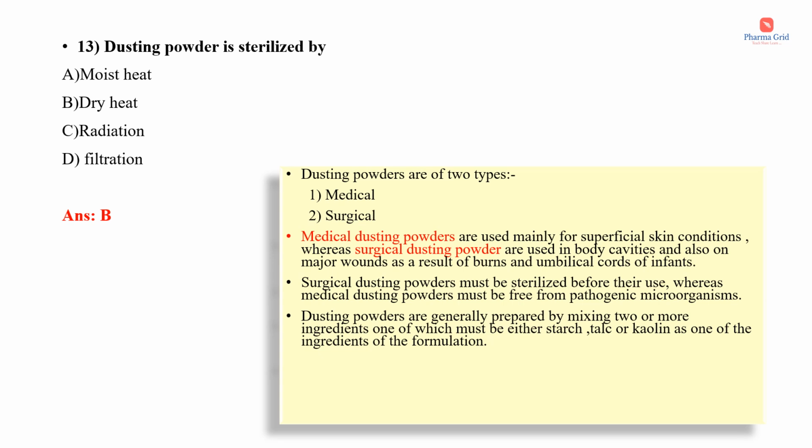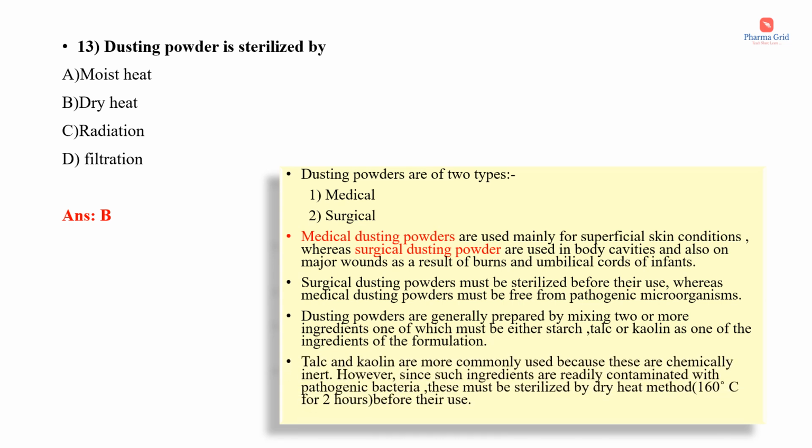Dusting powders are generally prepared by mixing two or more ingredients, one of which must be either starch, talc or kaolin as one of the ingredients of the formulation. Talc and kaolin are more commonly used because these are chemically inert. However, since such ingredients are readily contaminated with pathogenic bacteria, these must be sterilized by dry heat method. The temperature for dry heat method is 160 degrees Celsius for 2 hours before their use.